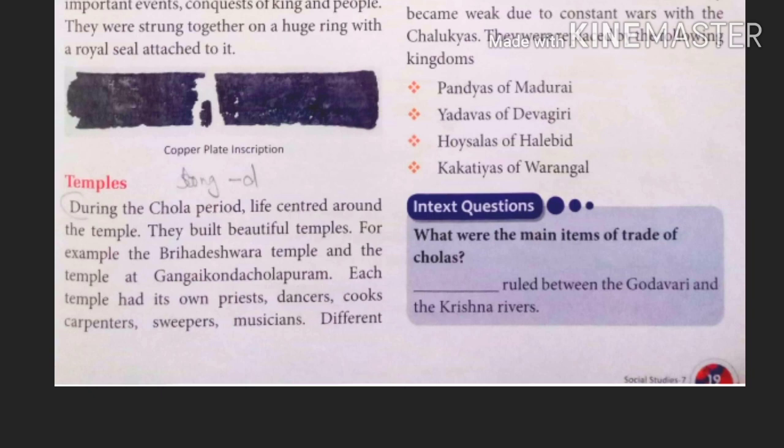That time also, dancers, cooks, carpenters, sweepers, musicians, and different religious, social and cultural functions were held at the temple sites. So temples were not only to offer prayer or for worship. It was also a center of music, religious activities, social activities and cultural functions. Schools, colleges and hospitals were open around the temple premises. In these ways, the temple was not only a place of worship but also a center of social, economic and cultural activities.